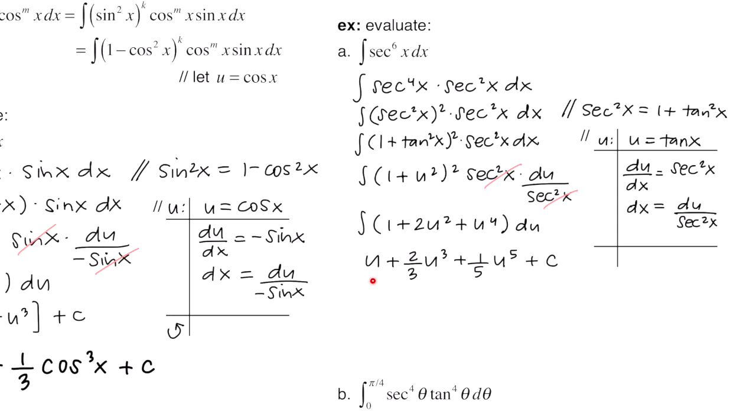When we integrate, we get u plus 2/3 u to the 3rd plus 1/5 u to the 5th plus c. And our last step is we're going to plug u back in. So we're going to take this tangent and plug it back in for u, and then we're done. So here is our final answer.